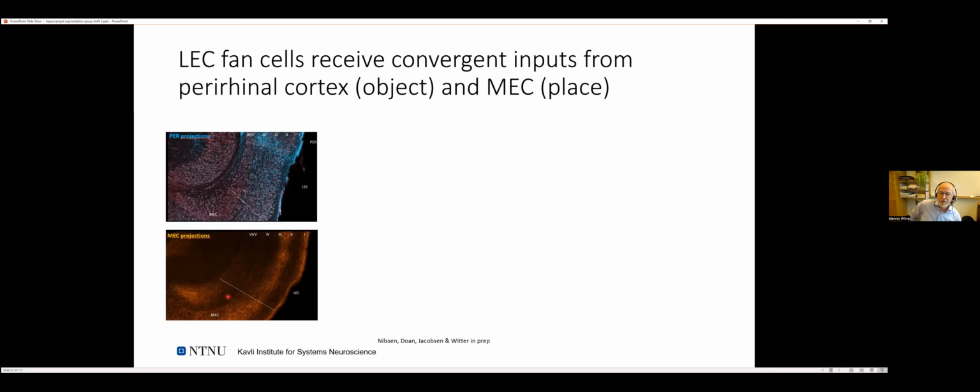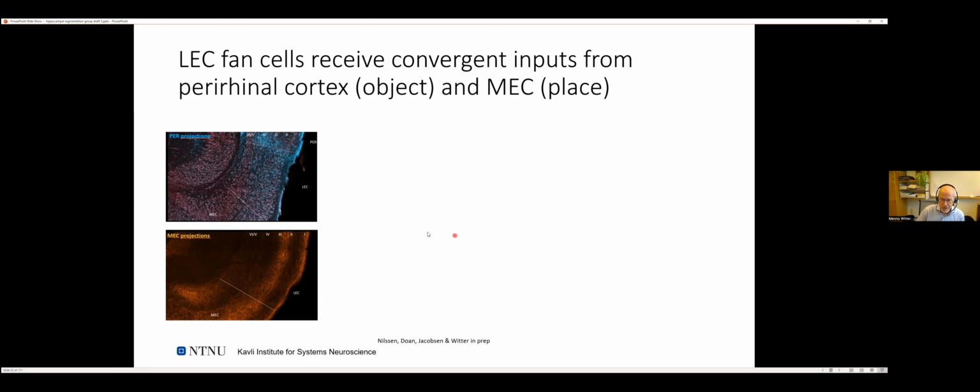Combining that with our observation that in entorhinal cortex, the fan cells receive input from perirhinal cortex, which deals with objects, and from MEC, which deals with positions. And as I showed you, there are some cells in LEC in the superficial layers that seem to be quite interested in coding for objects in position.